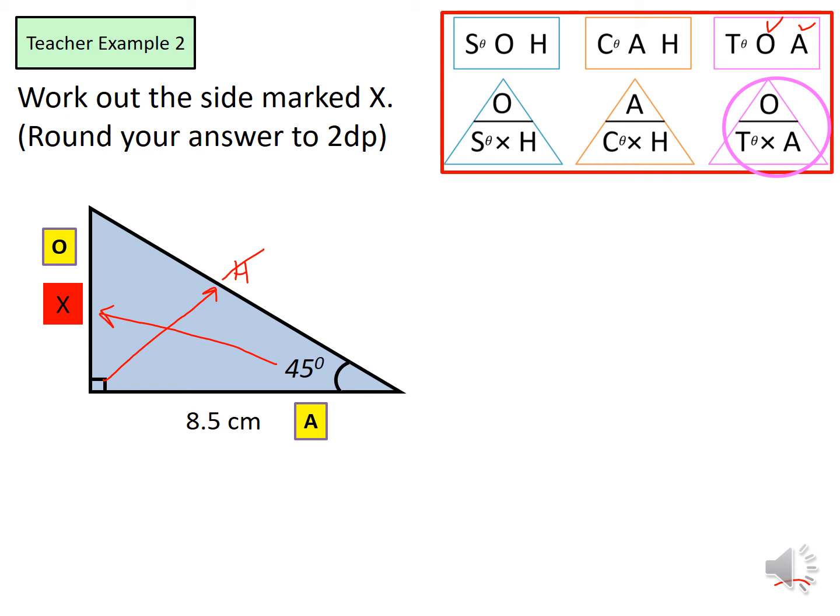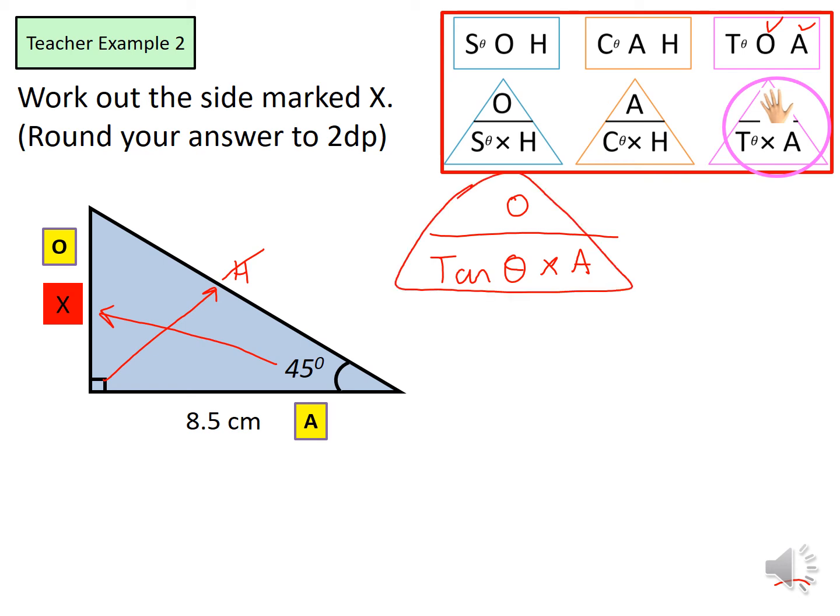Okay, so now what we need to do is cover up the one we are trying to find. So that is the opposite, so you would cover it up like this. So what you would have written down is tan theta or angle multiplied by my adjacent over my opposite. Make a triangle out of it. Which one are we covering up? The opposite, or shading it in, and you're left over with tan theta angle times my adjacent. Now we can substitute our values in.